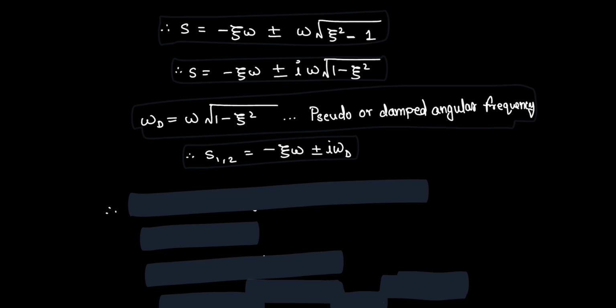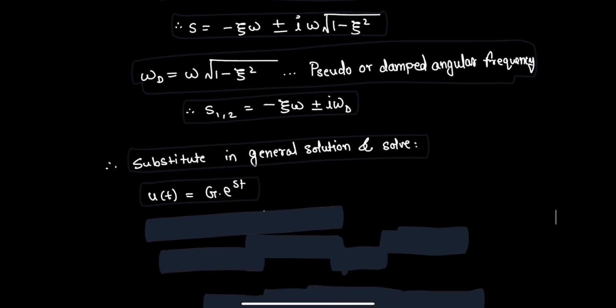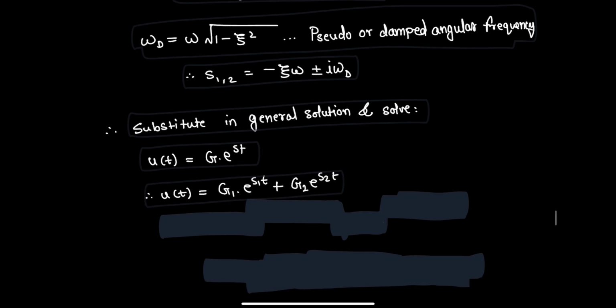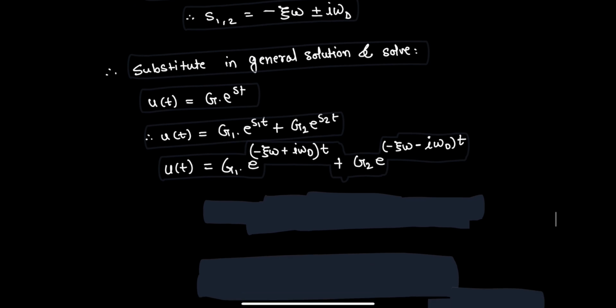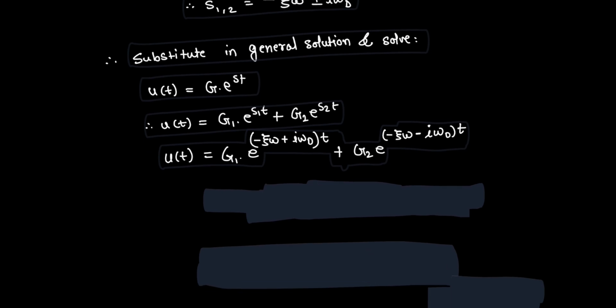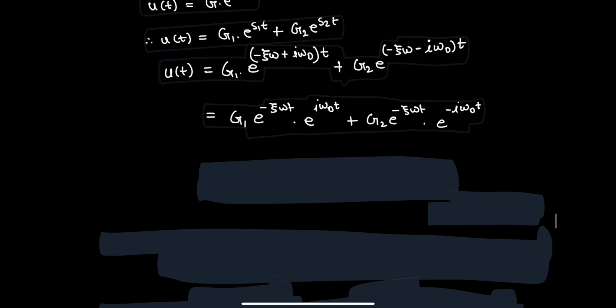We substitute the values of s1 and s2 in the general solution. As we have two roots, we will have the general solution as G1 e raised to s1t plus G2 e raised to s2t. We substitute the values, we expand the expression, and we know for a fact that e raised to i theta is equal to cos theta plus i sin theta, which can be derived from Taylor series.